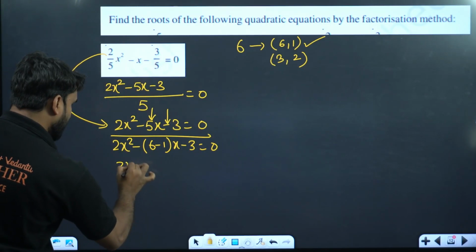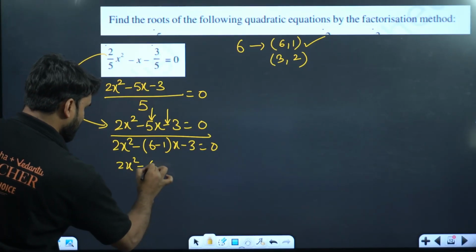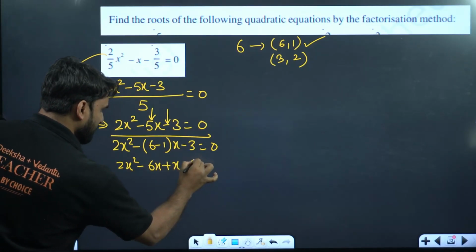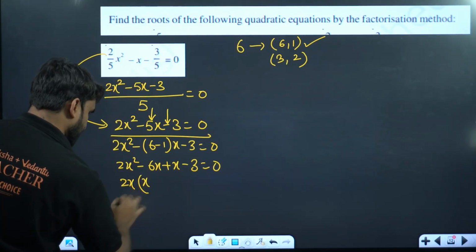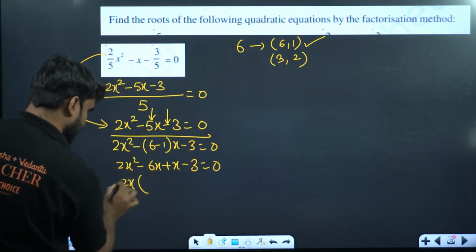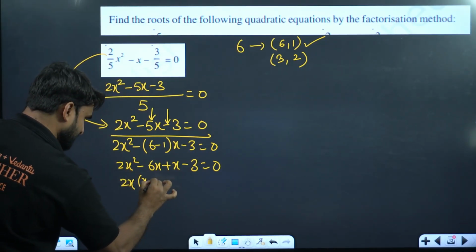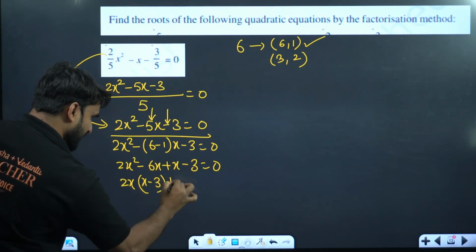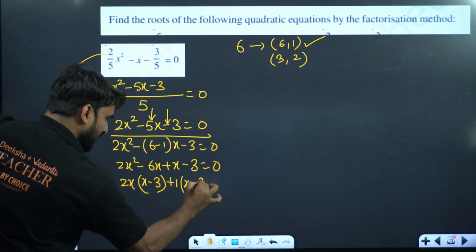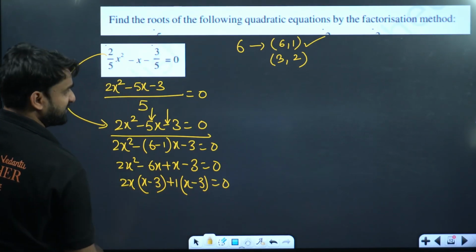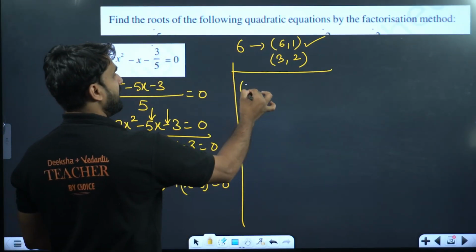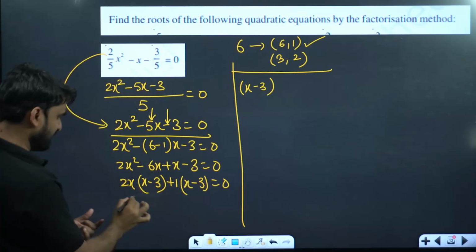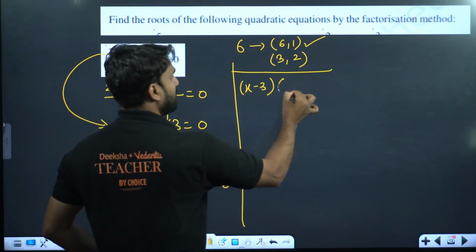Now 2x square minus 6x plus x minus 3 is equal to 0. Can we take 2x common here? So this will become 1. After taking common here, this will be x minus 3, 2 3 are 6. Now we can take 1 common here, so this will be as it is, same as the first bracket. So we have 2 brackets here, x minus 3, and this is 2x plus 1.